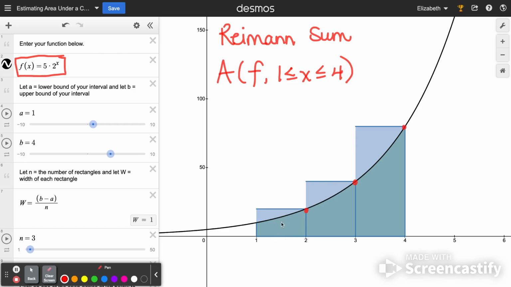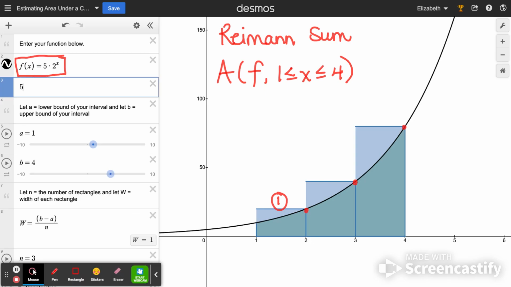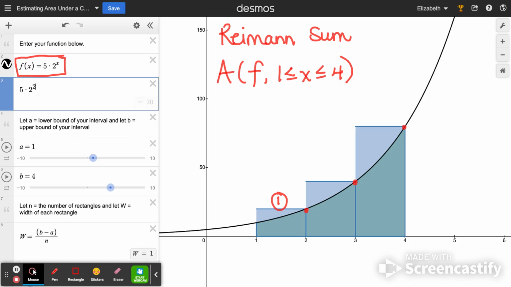If we look at this first rectangle right here, we can see that this rectangle has a width of 1 and a height of whatever we get out of our function when we plug in 2. So I'll just make myself another line down here. 5 times 2 to the second power gives me 20. So that means that the height of this rectangle is 20. So I have a rectangle that is 20 by 1, and the area of that rectangle is 20.